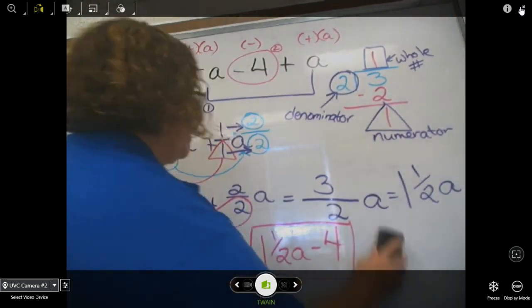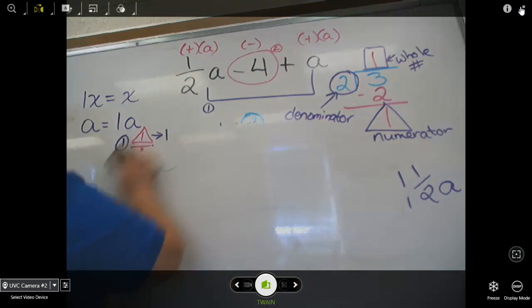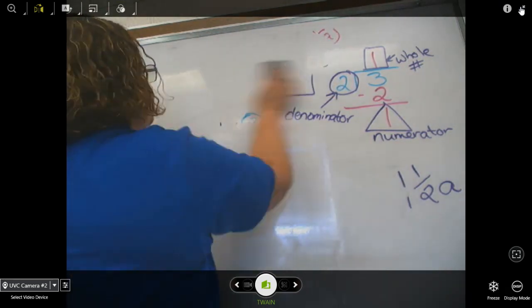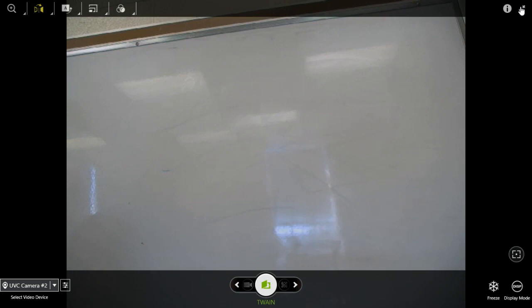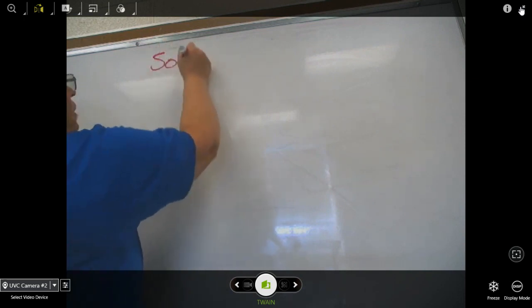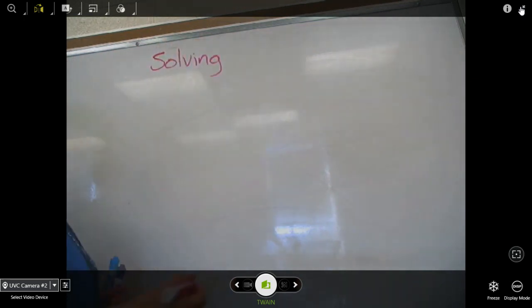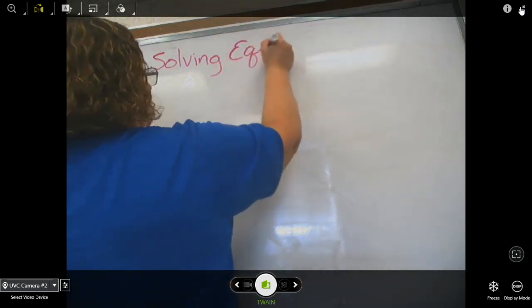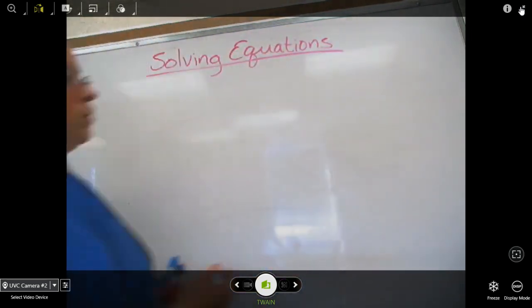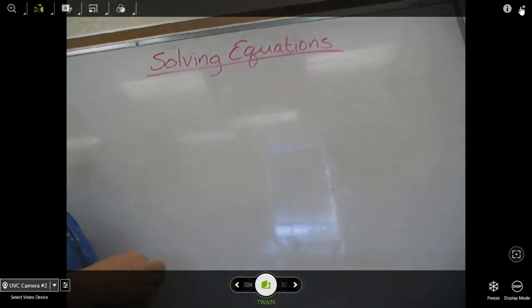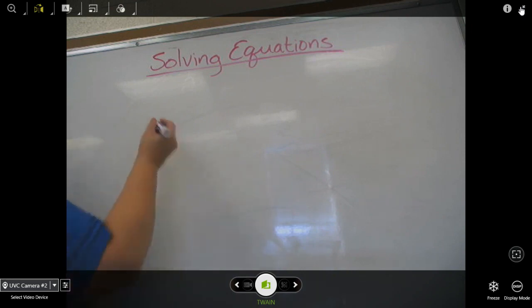Okay, so this was combining like terms, which is what we did yesterday. Today we are going to start solving one-step equations. Now, in order to do that, we have to know a few things. Now, this is just solving equations in general. So we're just going to do solving equations in general right now, and then we'll move to one step, okay? So there's a few things you have to understand with solving equations.